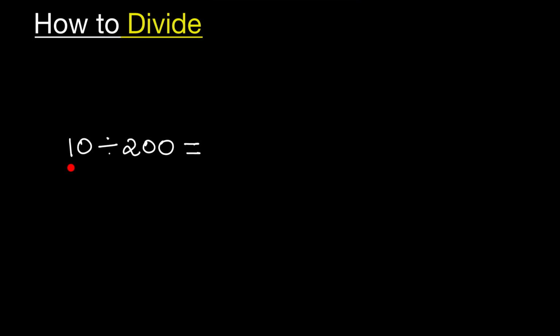Let's learn how to divide the number 10 by 200 using the long division method. See that this 10 is less than 200. That is why we will need to borrow one zero, and for that we need to put a decimal here. And before this decimal we need to put a 0 here.